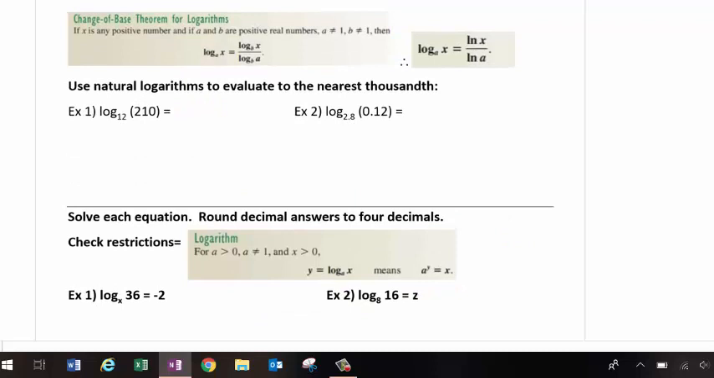So next we're going to deal with the change of base formula. Again, remember we can change it to any base we want as long as we're using the same base top and bottom. Specifically, we're going to use the natural log most of the time, because in this class that's what you're going to be asked to use. So we're going to rewrite this problem with natural log. The 210 is above the 12, so that's how I remember to put the 12 on the bottom.